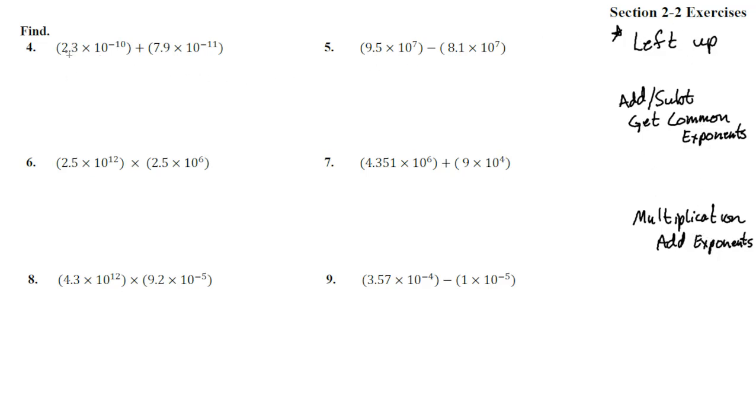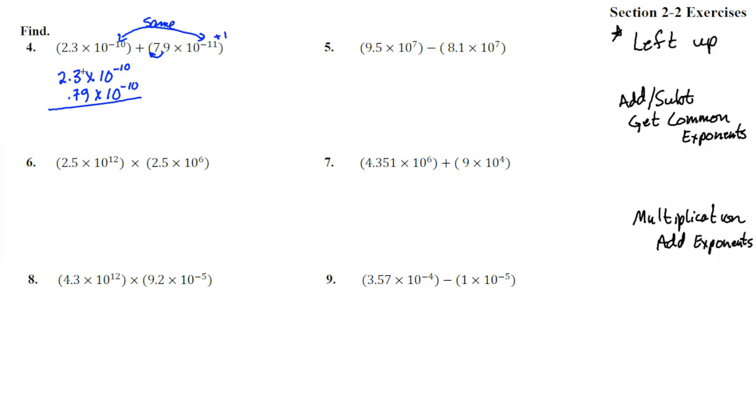So the first one, this is 2.3 times 10 to the negative 10 plus 7.9 times 10 to the negative 11. We need to make these two the same. So if we're going to do this left up, notice that negative 10 is bigger than this one. So if we move this 7.9 to the left, and make this up 1, that will go to a negative 10. We have 2.3 times 10 to the negative 10. And then this one is now 0.79 times 10 to the negative 10. We moved it left and we changed that up so they now have common exponents.